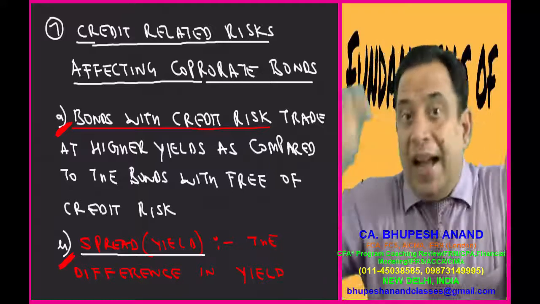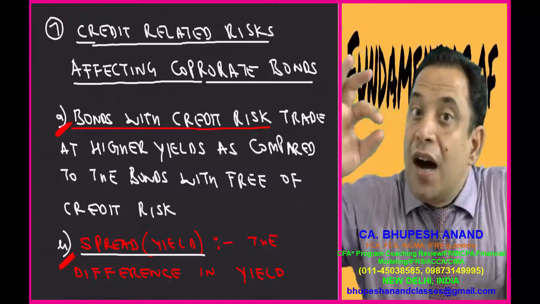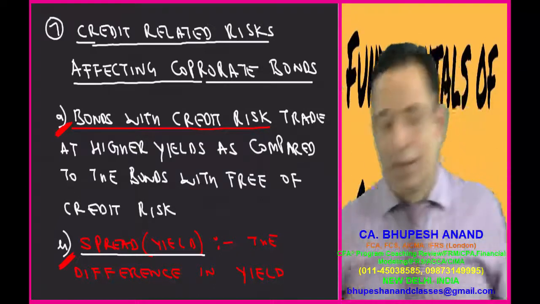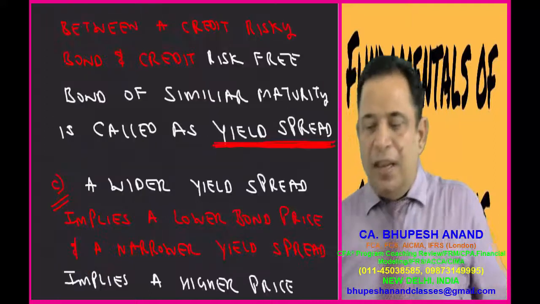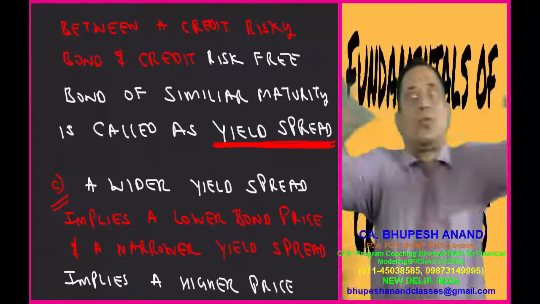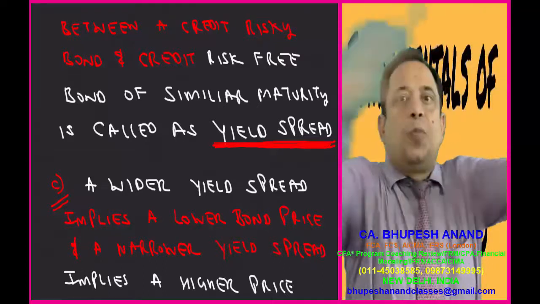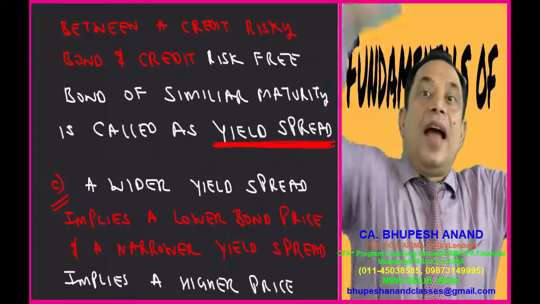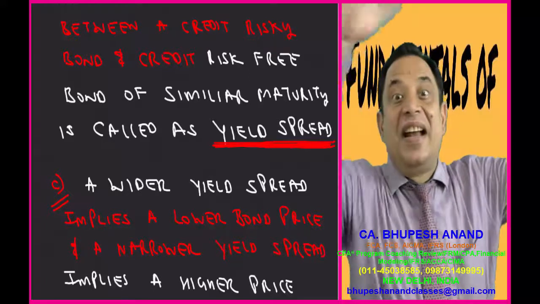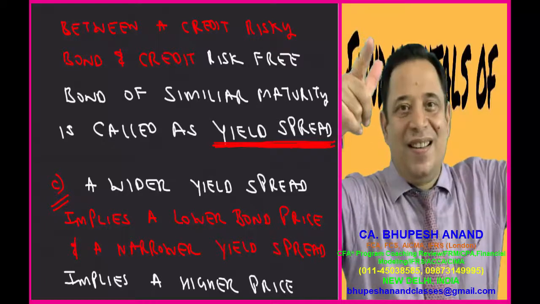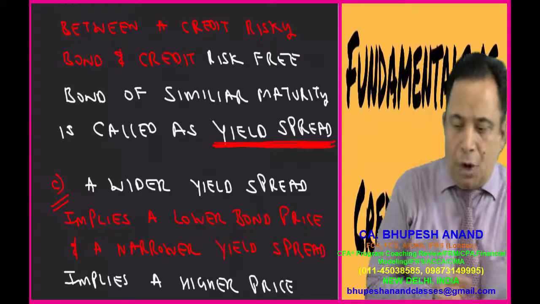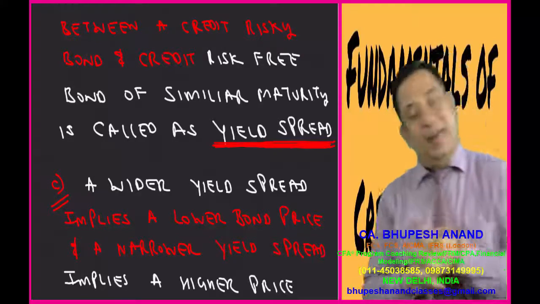Now what is the spread? I have just given an example. Apollo Tires is issuing bonds at 12% and government securities are being issued at 8%. So the difference between these two is named the spread. The difference in the yield between a credit risky bond and a credit risk free bond is named the yield spread. The wider the yield spread, the more the YTM will be increasing. And when YTM increases, the bond price will decrease, because YTM and bond price have an inverse relationship. Getting the point? We have discussed this in so many lectures. So please write down: a wider yield spread implies a lower bond price and a narrower yield spread implies a higher price.